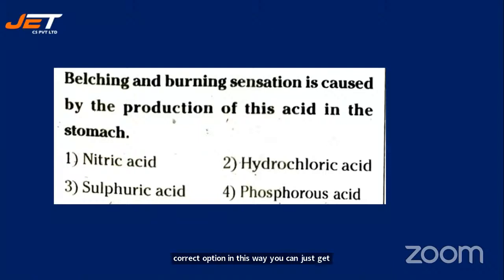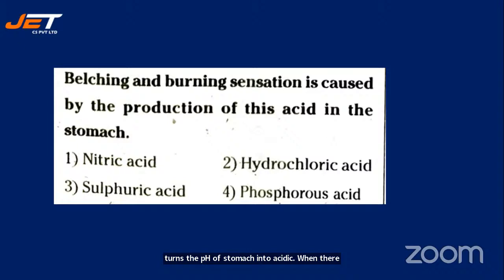Okay? Yes, children. Very good. Yes, it is hydrochloric acid. This hydrochloric acid is secreted by the gastric glands of the stomach. Actually, the gastric gland secretes gastric juice. That gastric juice has hydrochloric acid, pepsin enzyme, and mucus. The function of this hydrochloric acid is that it turns the pH of the stomach acidic.